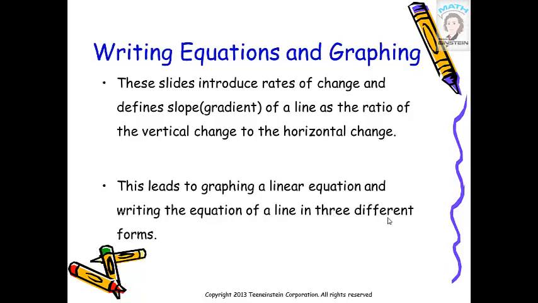Sometimes we call it the gradient of a line, as a ratio of the vertical change over the horizontal change. That means rise over the run. This leads to graphing linear equations and writing the equations of a line in three different forms. We are going to see the three different forms of a straight line, which is most important for you.